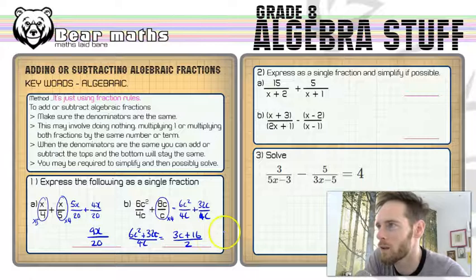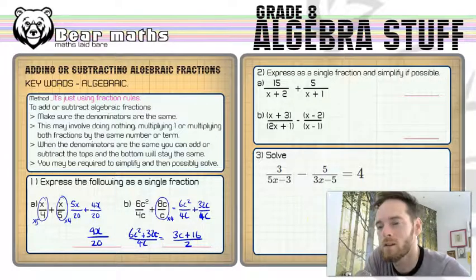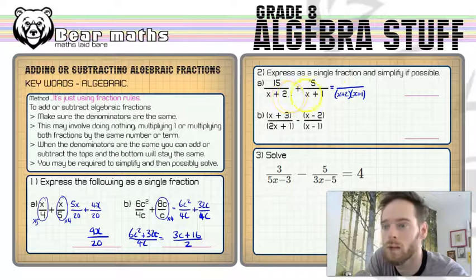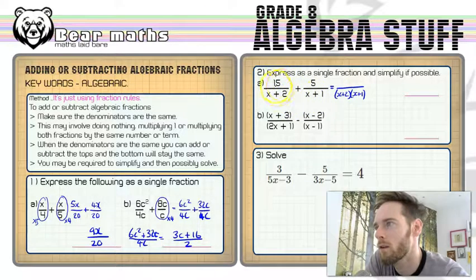Right, now on to some big boy stuff. This one is question 2. Express as a single fraction and simplify if possible. This one's not so bad. We've got these two here, which we can just multiply together, x plus 2 over x plus 1. Multiply the bottom numbers together, we've got common denominators. If we then multiply the top left by bottom right, because we've done that to the bottoms, this is what we have to do next. This top left by bottom right gives us 15 times x plus 1, and then plus on top, because it's an adding fractions question, 5 multiplied by x plus 2.